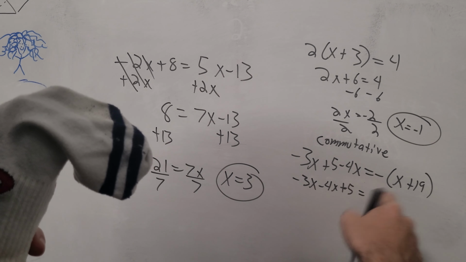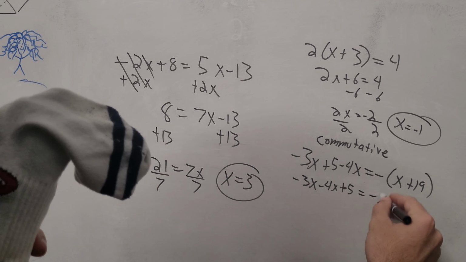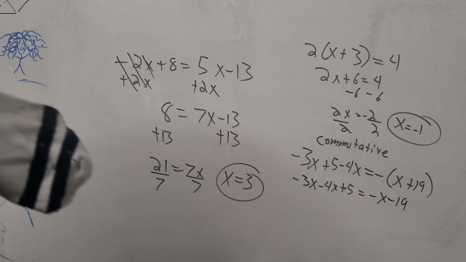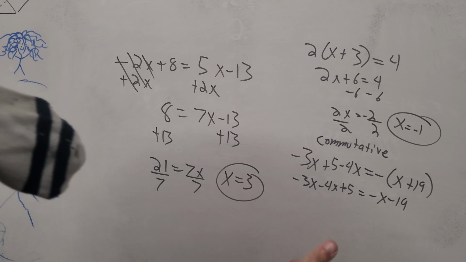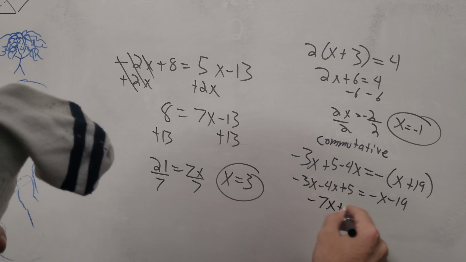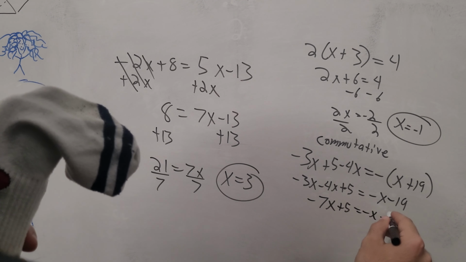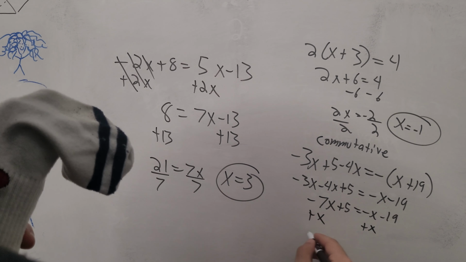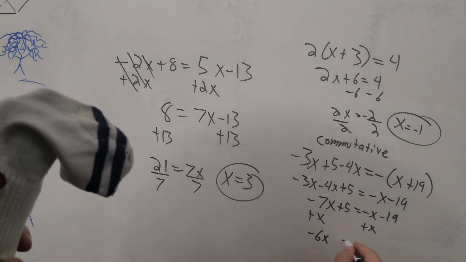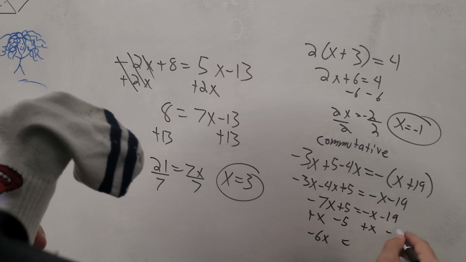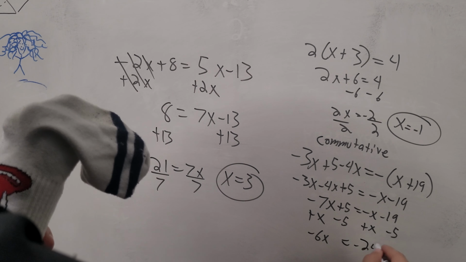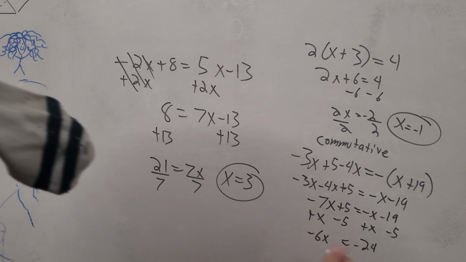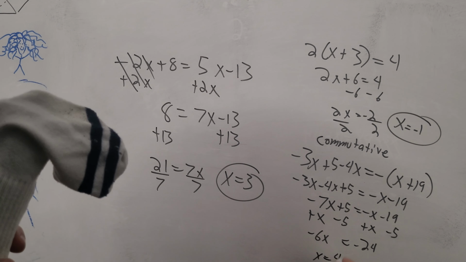On the right-hand side, let's distribute that negative sign. Negative x minus 19. All right, let's refocus on the left-hand side. Let's simplify that. Negative 7x plus 5 equals negative x minus 19. I'm going to add x to both sides, actually, giving me a negative 6x. I'm going to subtract 5 on both sides, giving me a negative 24. You see how things work out in our favor. X equals a positive 4.